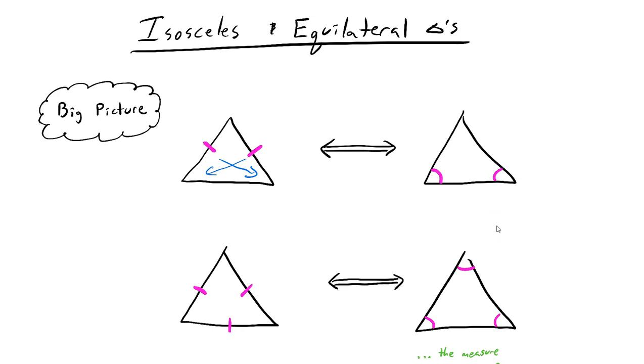All right, let's talk about isosceles and equilateral triangles. There are a lot of ways to think about this, but the big picture is just these two biconditionals. If I encounter any triangle where two sides are congruent, then the angles opposite those sides must also be congruent. So if I have two congruent sides, then I have two congruent angles, and we know which two: the two opposite the two sides.